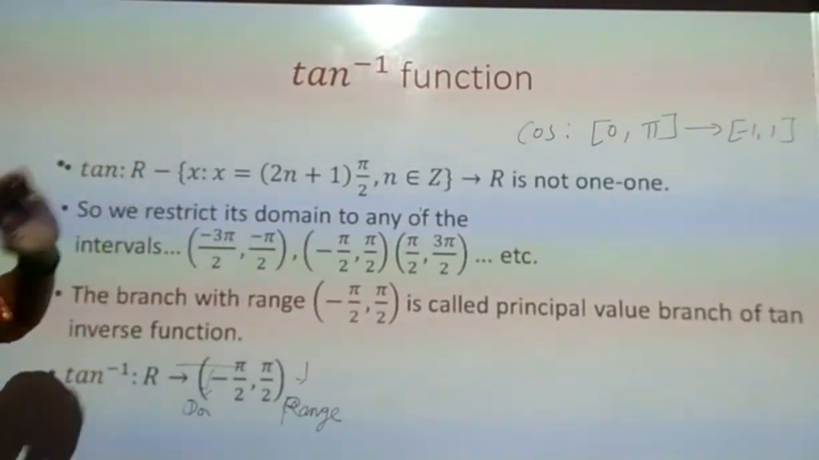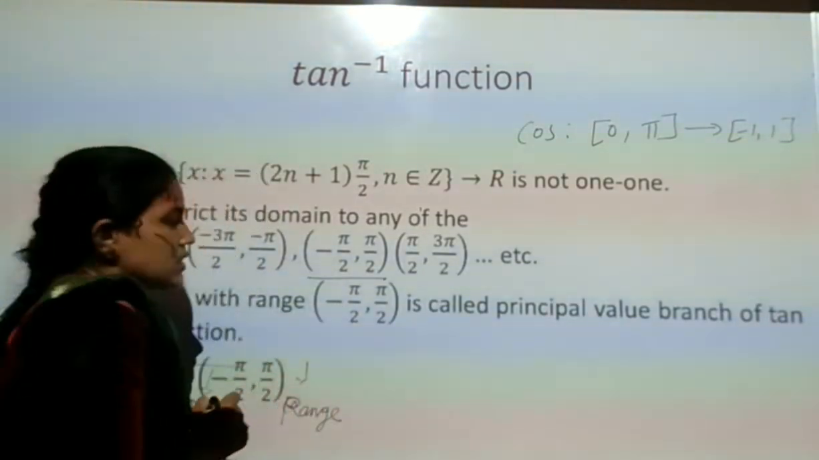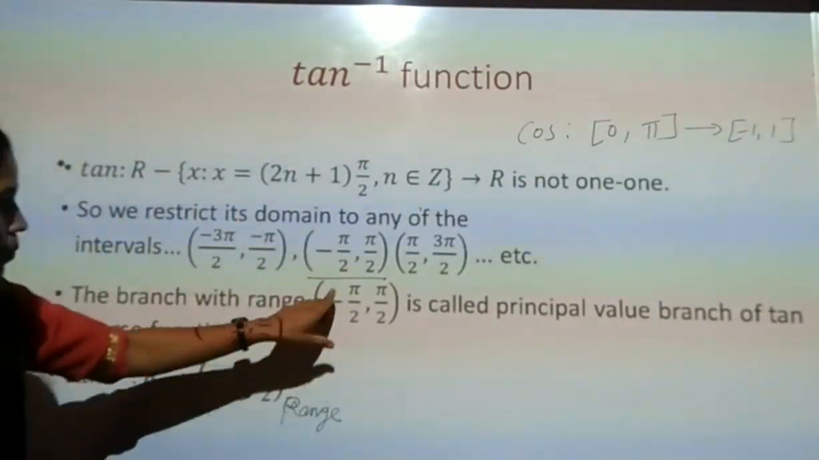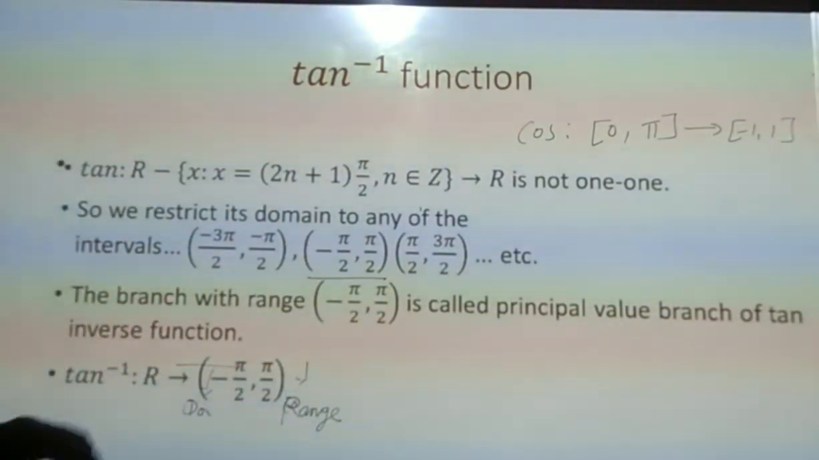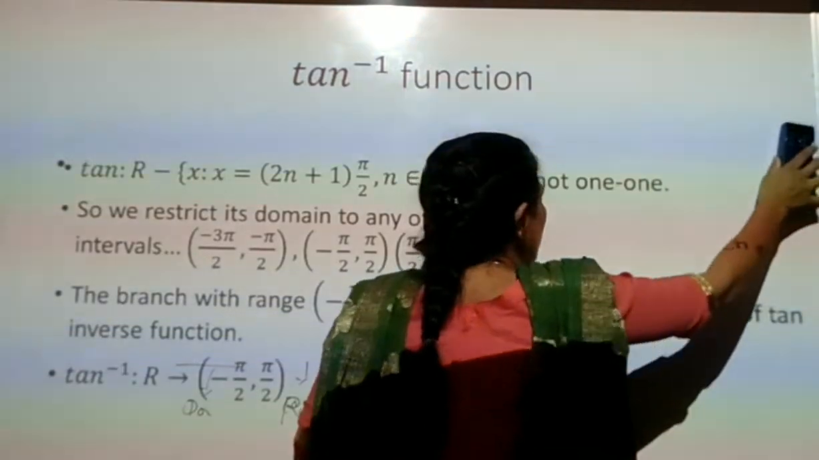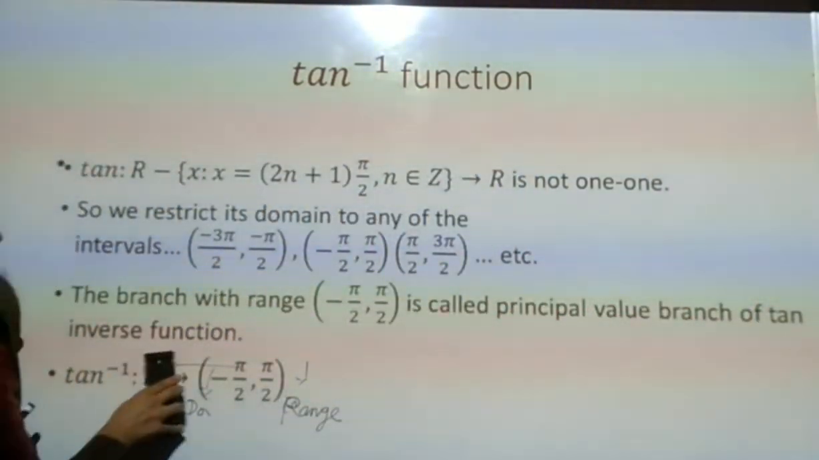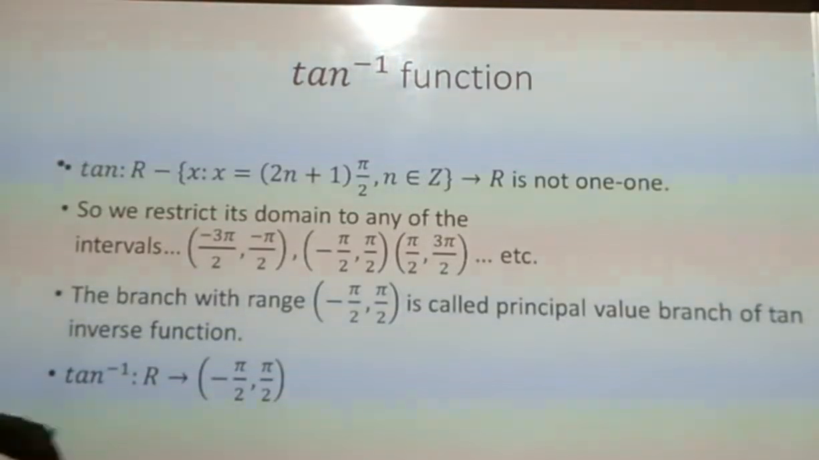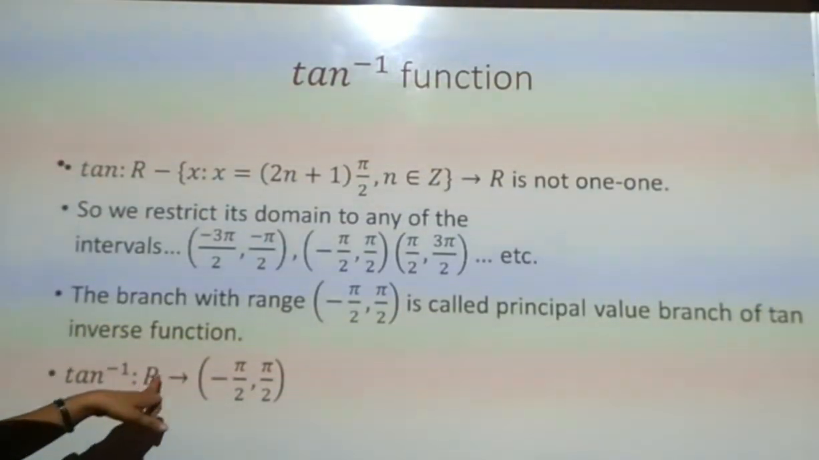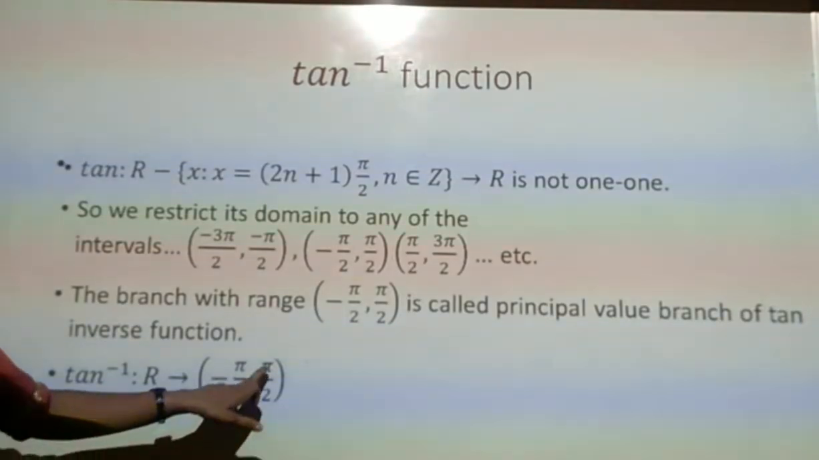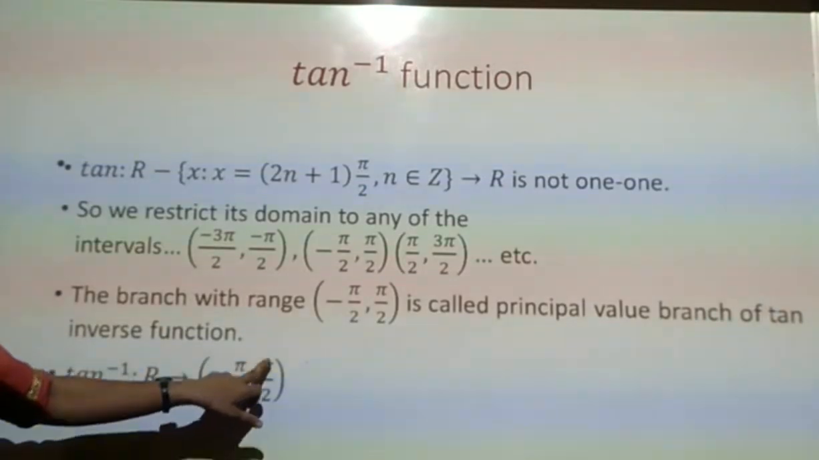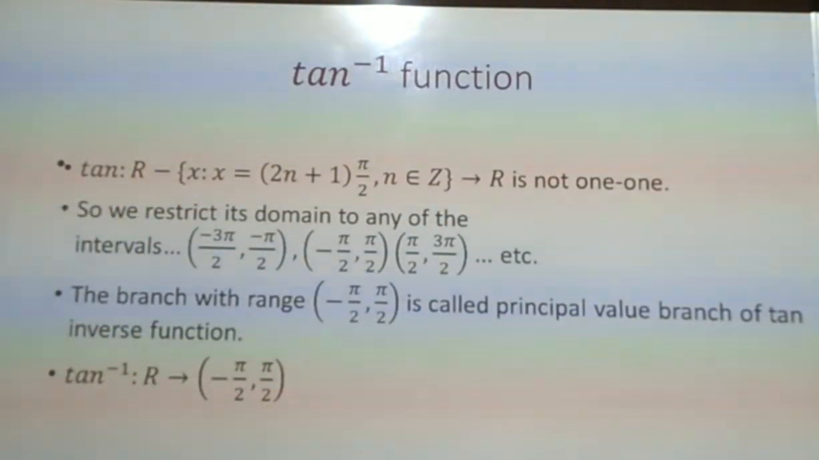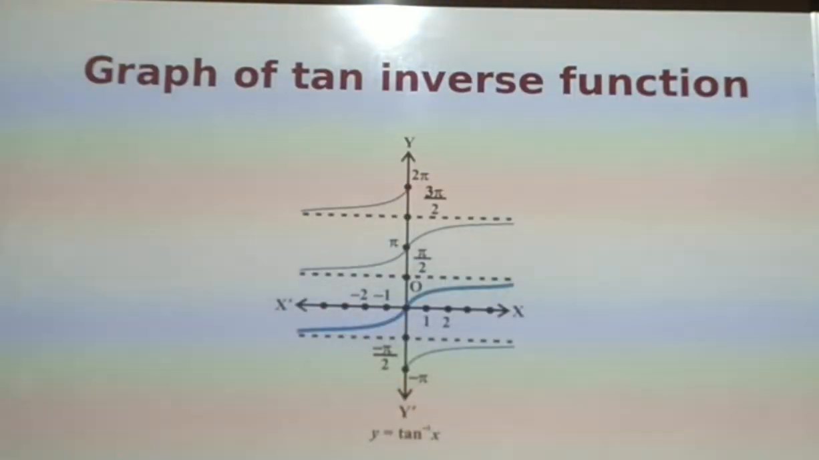Now what can be the principal branch? This interval, the open interval minus pi by 2 to plus pi by 2, we will call the principal value branch of the tan function. The tan function is defined from R, all the values, because tan takes all the values, to minus pi by 2 to plus pi by 2. Its value will be in between minus pi by 2 and plus pi by 2, and hence this is the definition of the tan inverse function, and this is the graph of the tan inverse function.